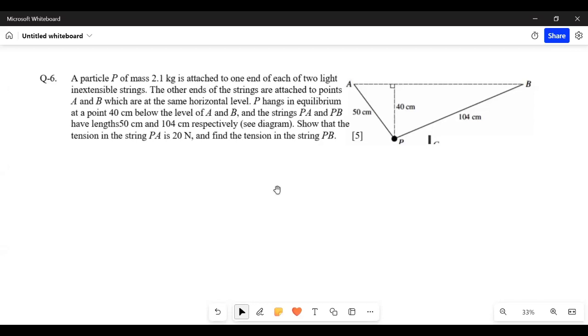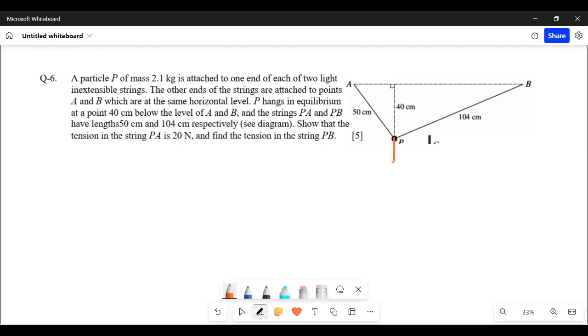Question number 6 of the worksheet, forces on threaded ring. Particle P of mass 2.1 kg is attached to one end of two light inextensible strings. So I am going to mark the weight pointing downwards, which is going to be 21 newtons because weight equals mg, mass times 10.